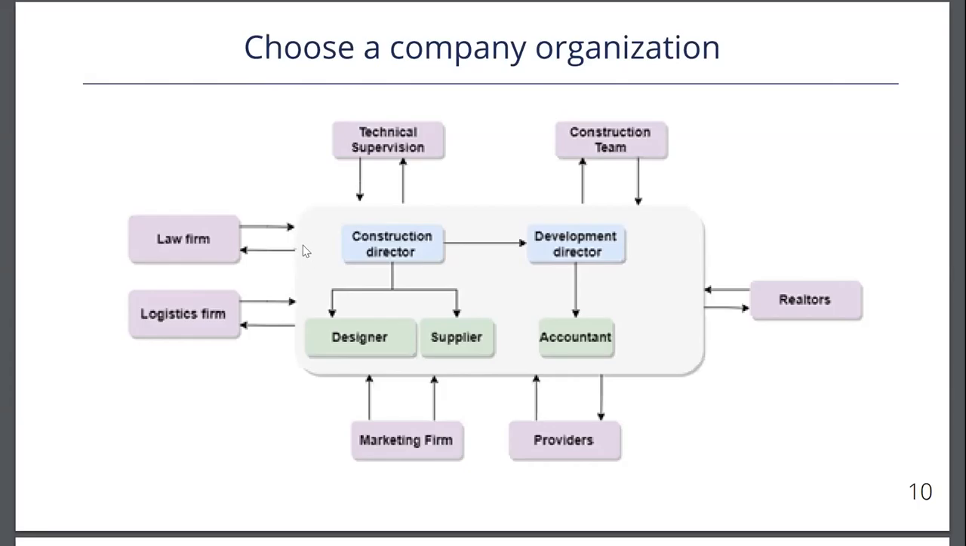So what's changed? We see a core: two directors, designer, supplier, and accountant. We need to keep these roles because we need their work for a whole year. Technical supervisor and construction team are fully transferred to external providers. Also, we have a new provider, a law firm. It is very important because where we have a lot of providers, we have a lot of communication and relationships, so we need to contract all our relationships in a proper way.